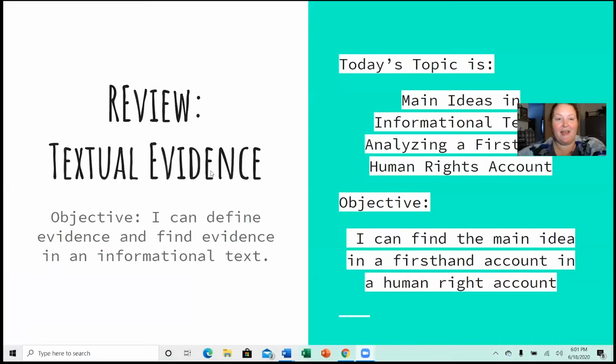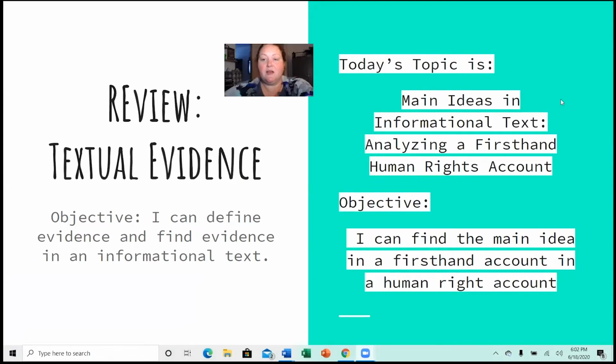Welcome back. All right, let's review. Miss Mooney, you guys went over textual evidence. So your objective was, I can define evidence and find evidence in an informational text. Today, the topic is main ideas in informational text. You're going to be analyzing a firsthand human rights account. So your objective is, I can find the main idea in a firsthand human rights account.